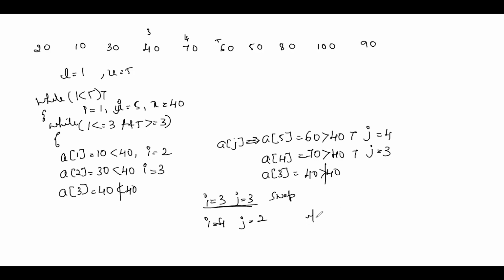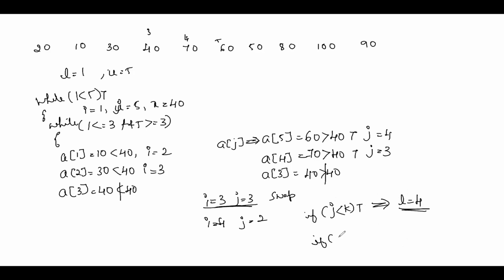I'm going to check if the j value is less than k. Of course, it is true in this case. Hence, I'm going to change my L value to I. I is nothing but 4, which means now my lower bound has become 4.